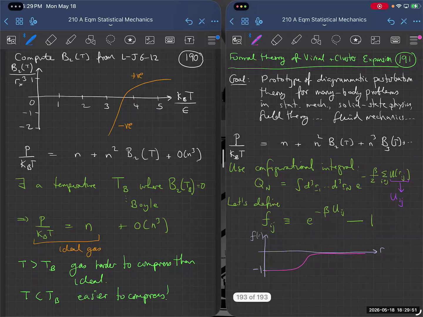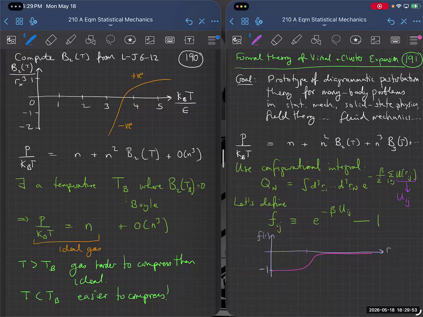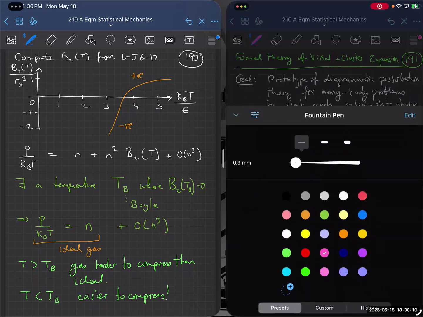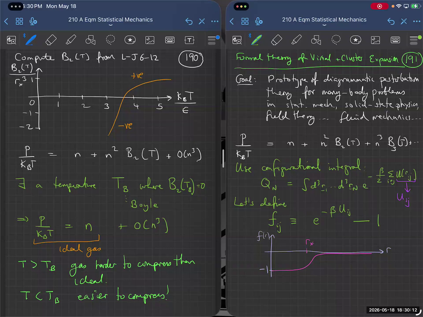And the scale here is going to be, roughly speaking, r star, something like that. That's the only scale in the problem. So this is a function which is nice because if I want to do integrals with it, it's easy to do. Okay, so that's what it looks like. So what's nice about it? Well, if I look at my Q_n, I can write my configurational integral in the following way.